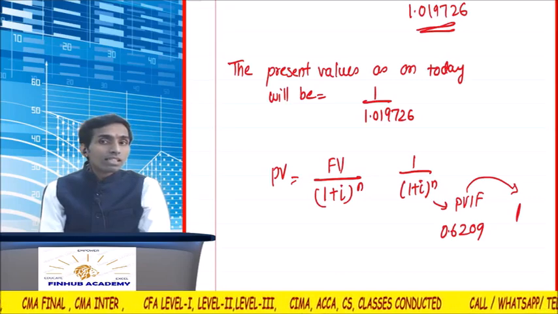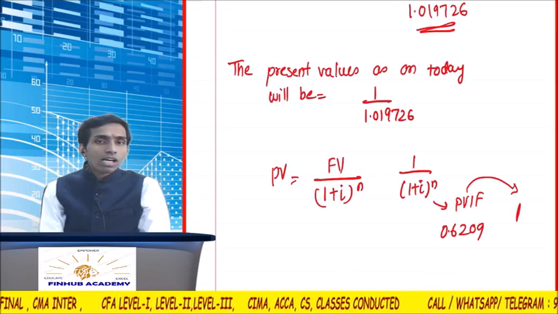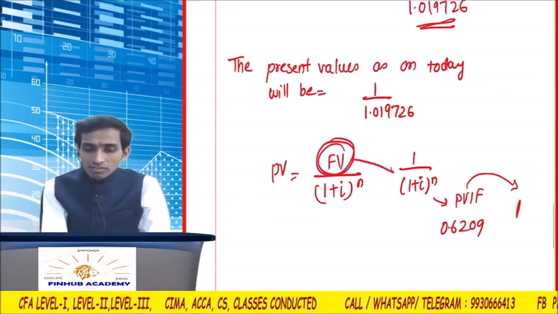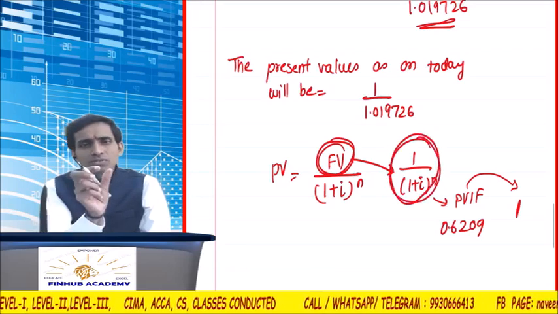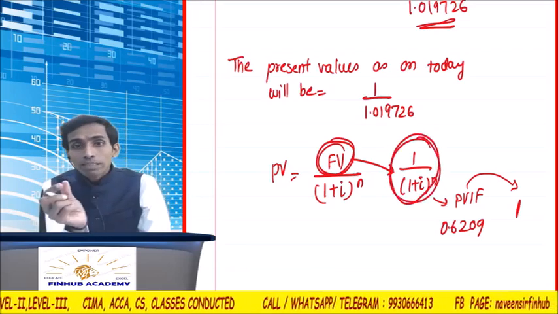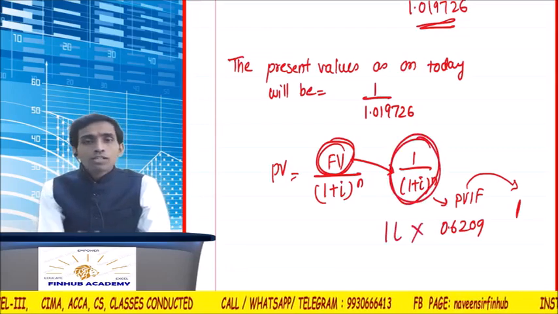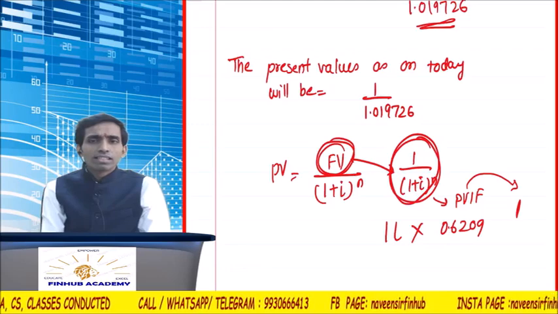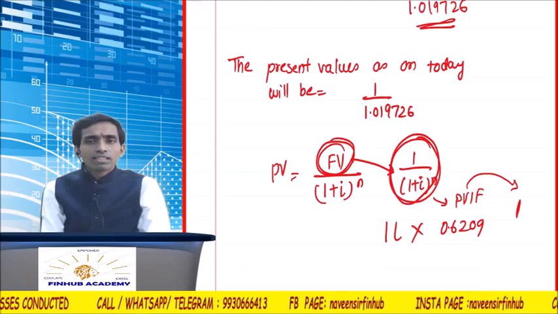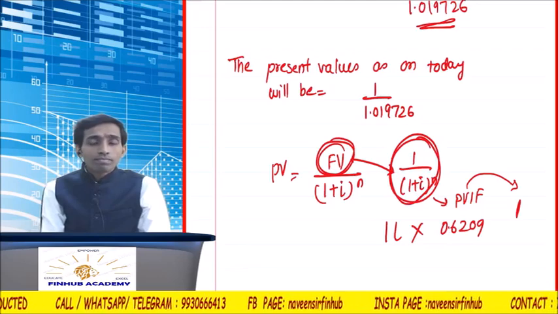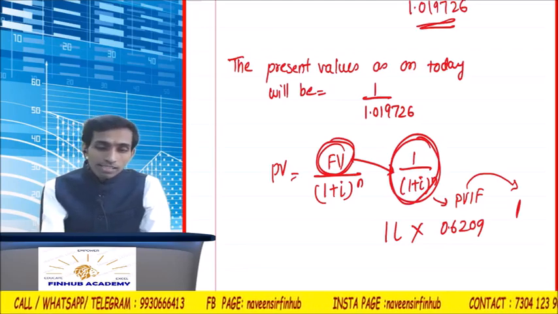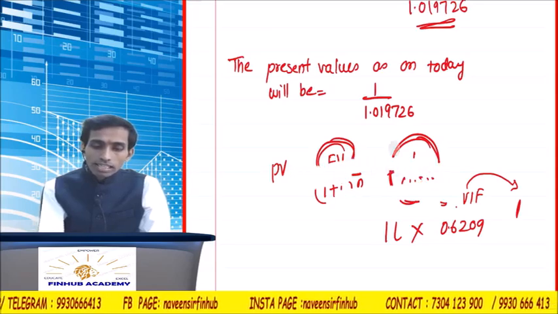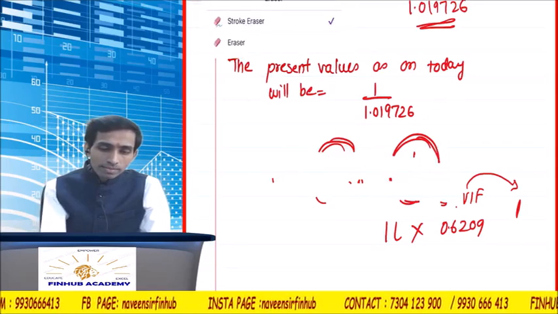Is it clear? Now, that factor we used to multiply with what? Whatever is the future value amount. If for 1 rupee it is this much, for 1 lakh it is how much? So 1 lakh multiplied by PVIF, so we used to get the present value of 1 lakh. Correct? So to calculate the present value, I will do 1 upon 1.019726. Okay?